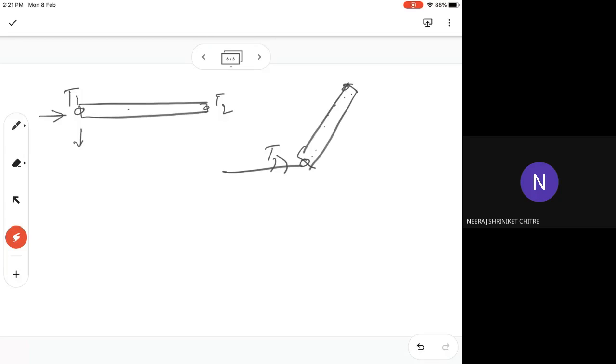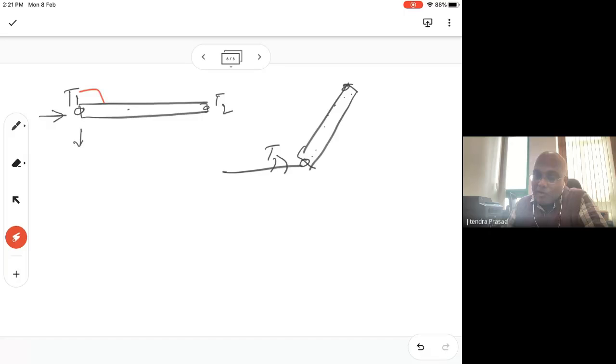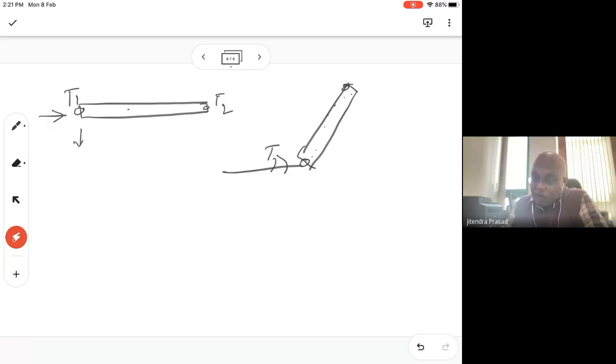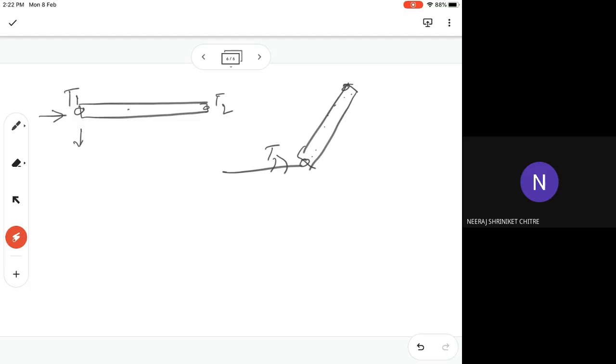Okay, sir. So it means in the previous ones, we were just ignoring the second degree of freedom, when it was just axial. Yes. Second degree of freedom, we are ignoring, it is not there at all. So why waste time there?